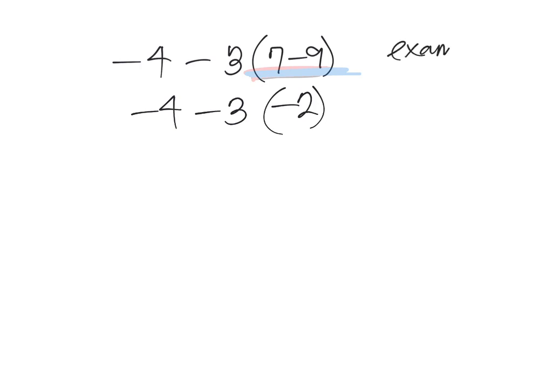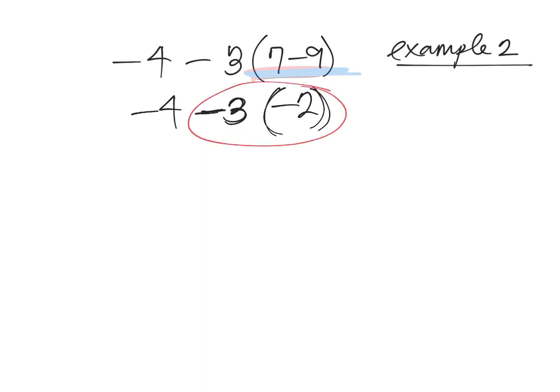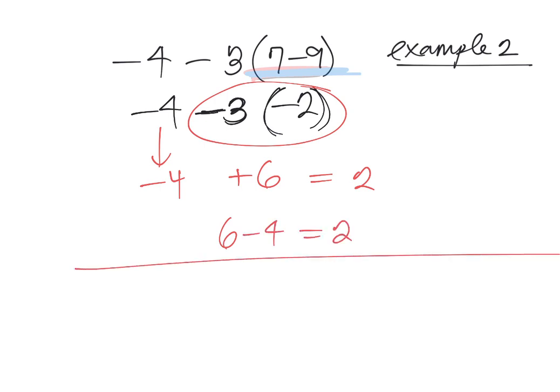So this is our second example, example 2. So now we have -4, and we have a minus and a 3, and then a -2. Well, the multiplication has to be taken care of first, because that -3 times -2 must be taken care of. That becomes a positive 6. This -4 comes down. So we have -4 plus 6, and that's equal to 2. Now keep in mind that that's the same thing as saying 6 minus 4, which is also 2.